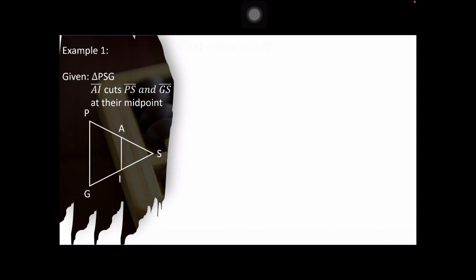Triangle PSG. Yan. Segment AI cuts PS and GS at their midpoint. Nagsabihin, si point A and point I are midpoints. And then the segment joining point A and point I is the midline. Then, these are the questions. Letter A: If segment AI is 48 cm, find segment PG.